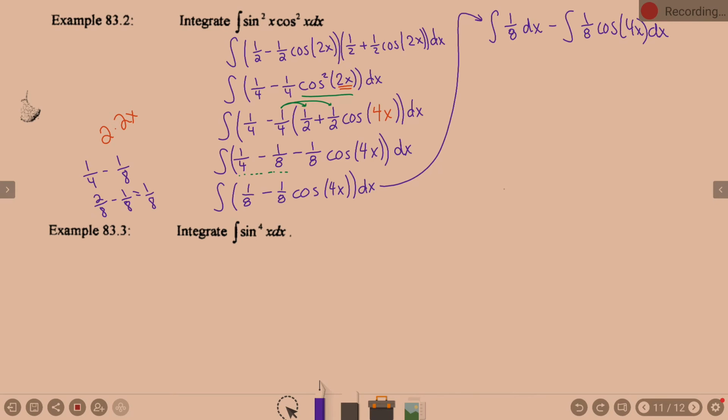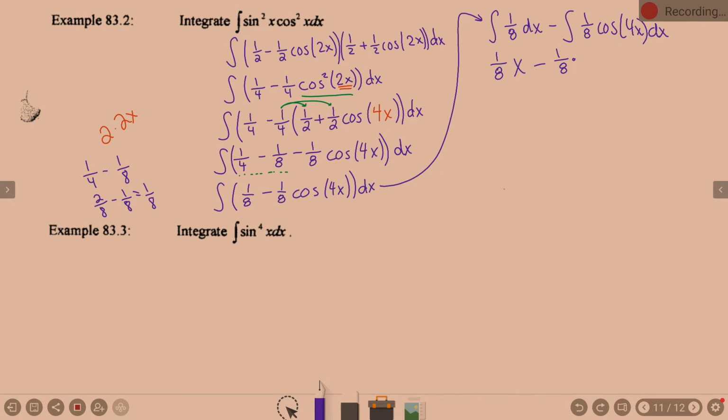It must not want me to write on the recording portion. Okay. The integral of 1/8 is 1/8x, just tag on that variable. The integral of 1/8 cosine 4x. Well, I'm going to go ahead and write down my 1/8. What's the integral of cosine 4x?